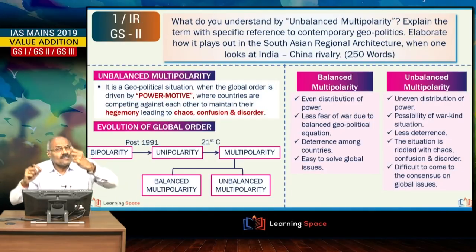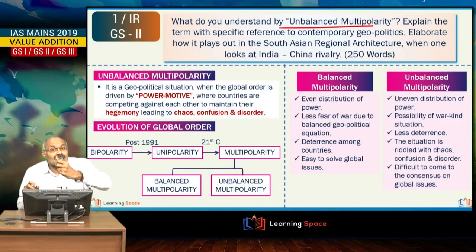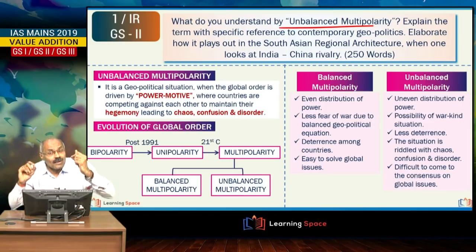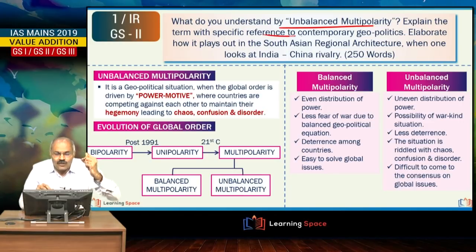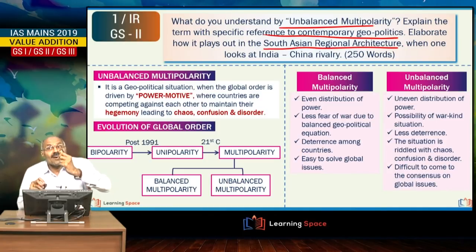Let us move ahead. The first question is, what do you understand by unbalanced multipolarity? Right friends, just have a glance at it and please read the question carefully. Unbalanced multipolarity, and explain with specific reference to contemporary geopolitics, right? Very important. Explain the term with reference to contemporary geopolitics and how it plays out in the South Asian regional architecture, right? First part, what do you understand by unbalanced multipolarity?